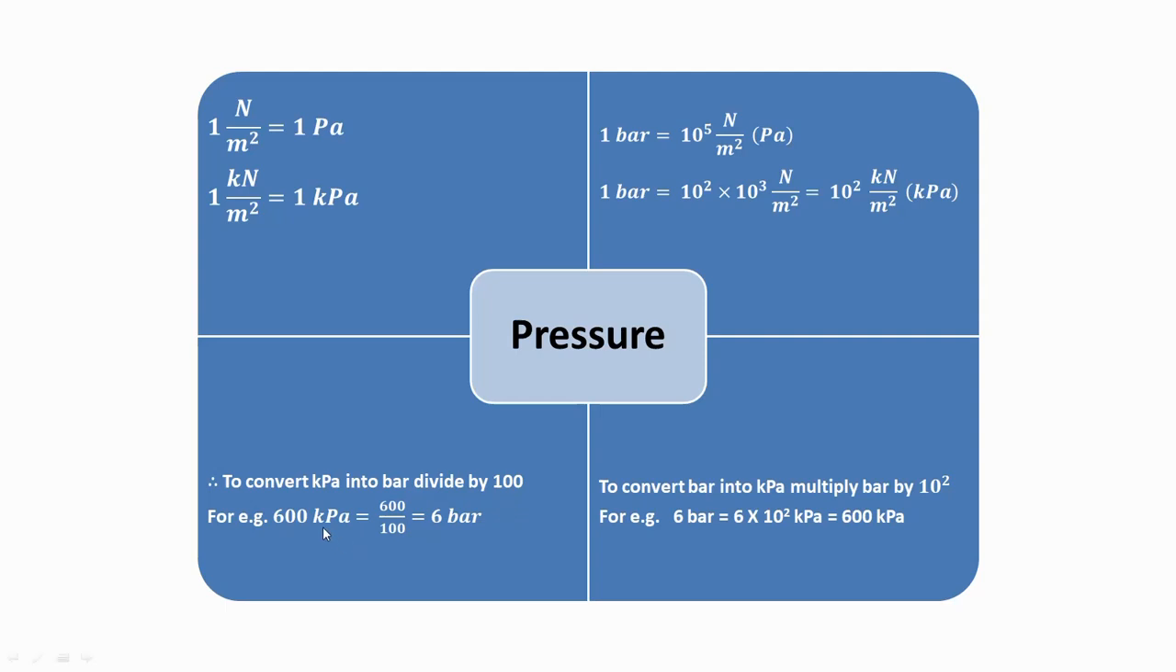So 600 kilopascal, if you want to convert it into bar, then divide it by 100. That will be the reverse procedure that we have just seen. So to convert bar into kilopascal, we have to multiply by 100. And if you want to convert kilopascal into bar, then you have to divide by 100. So 600 kPa will be 6 bar, or 6 bar will be equal to 600 kPa. You have to multiply this 6 with 10 raised to 2, that is 100. To convert bar into kPa, we have to multiply by 10 raised to 2. So 6 bar is 6 into 10 raised to 2, that is 600 kPa. That is what we have just seen.